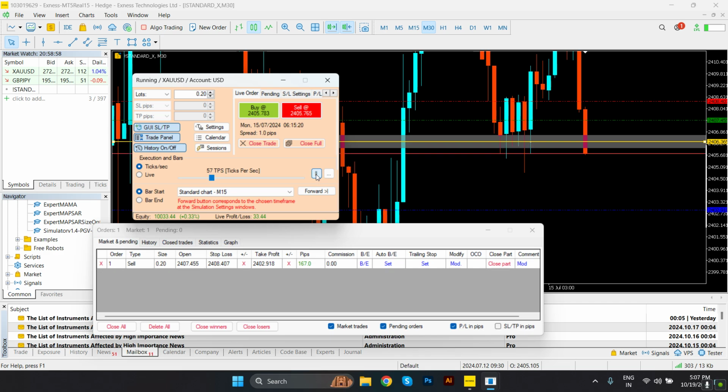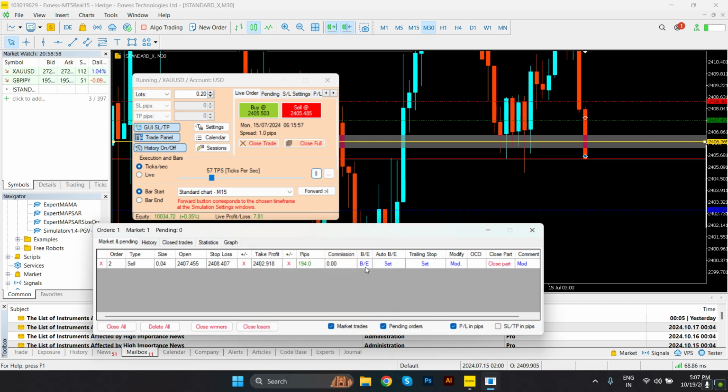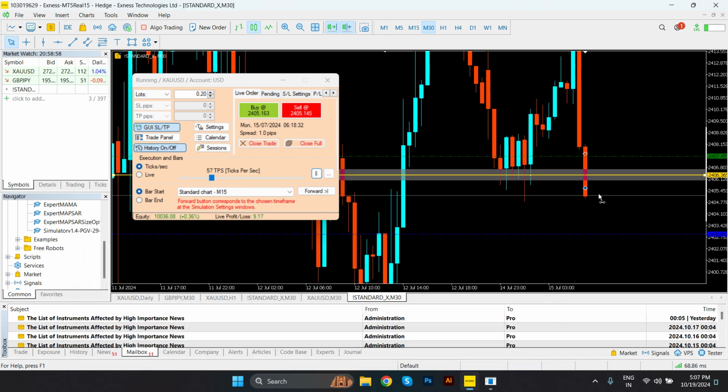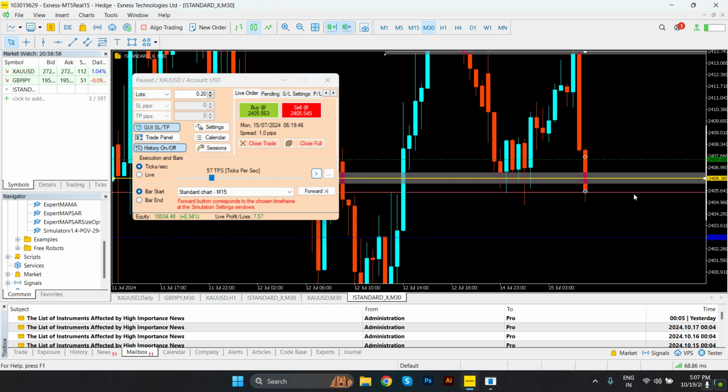Oh yeah, look at that. Wow, we are up like 17 pips. So let's just go close partials here. We close 80% because whenever there is volume, sometimes, and I keep my trade at break even. If it goes further down, probably going to hit my TP, right?